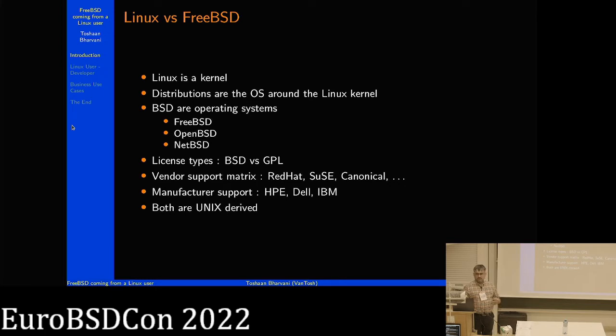Now, has that contributed to the larger communities and the larger adoption of Linux? I don't think so, but it's definitely something for discussion.